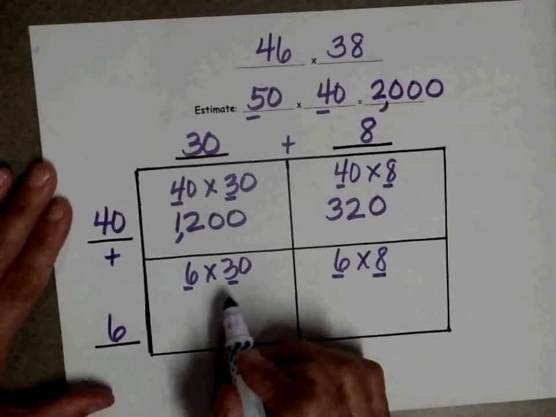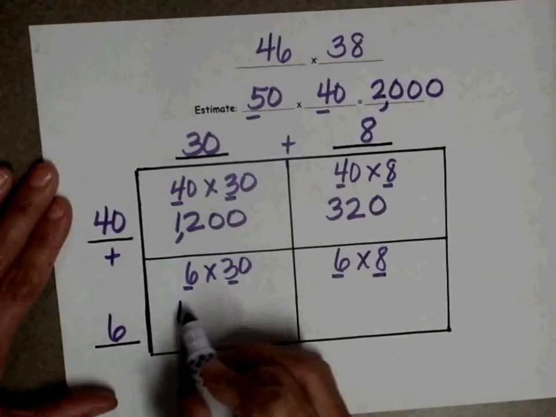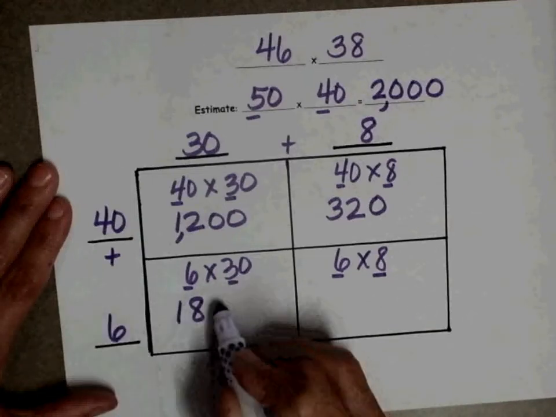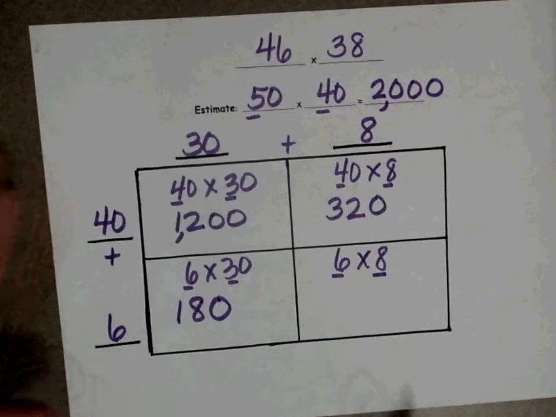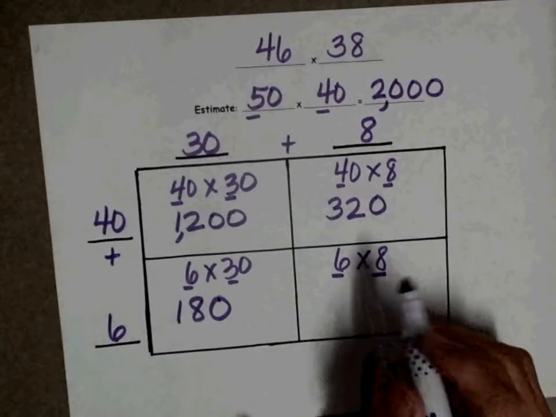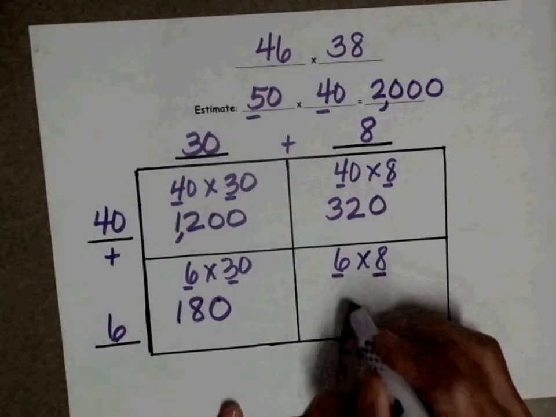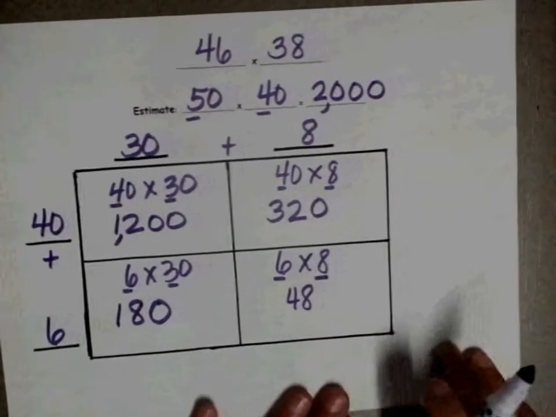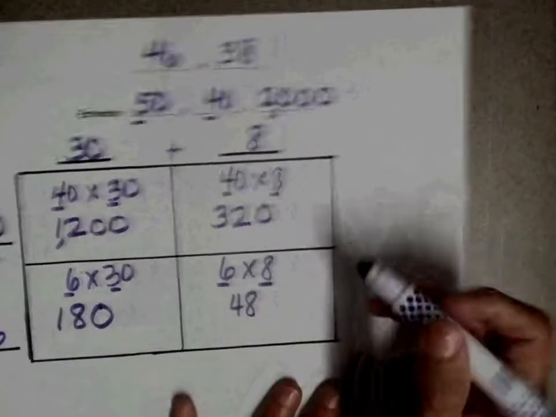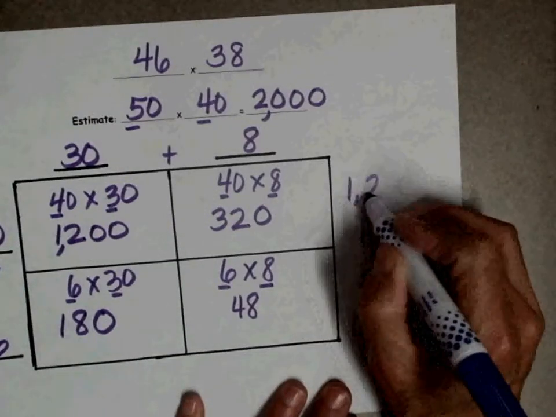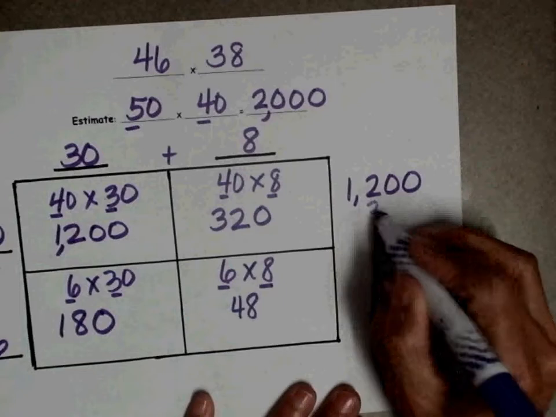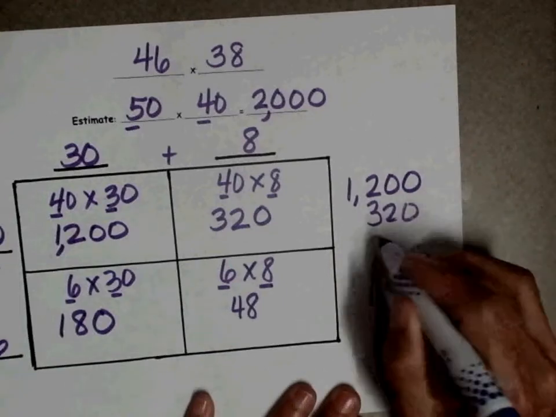6 groups of 3 or 3 groups of 6 is 18, and we're going to shift each of these place value positions 1 to the left, so that's 180. And 6 times 8 or 8 times 6 is 48. Now we're going to take our partial products and use our place value to stack them nice and neat.